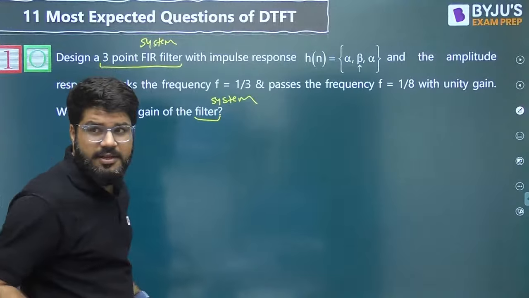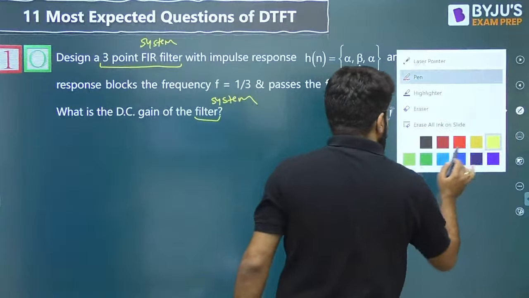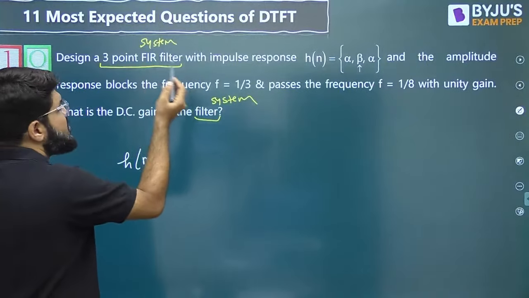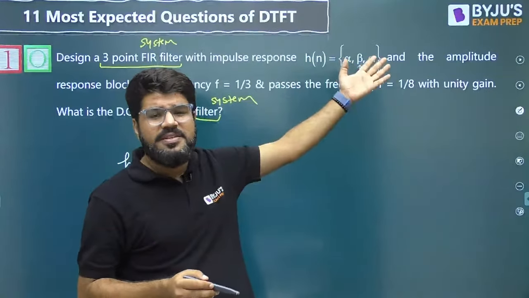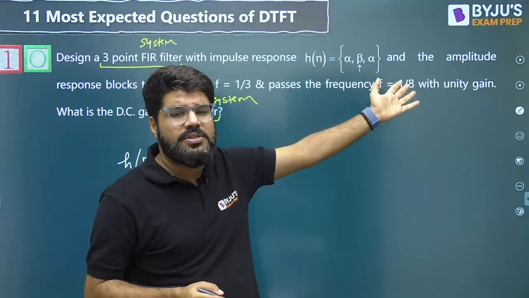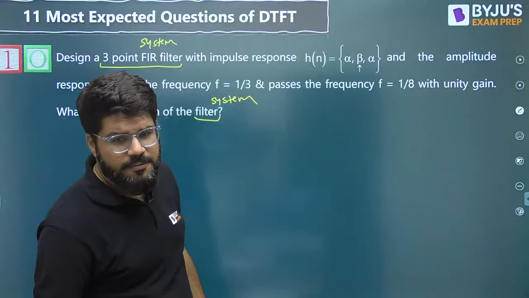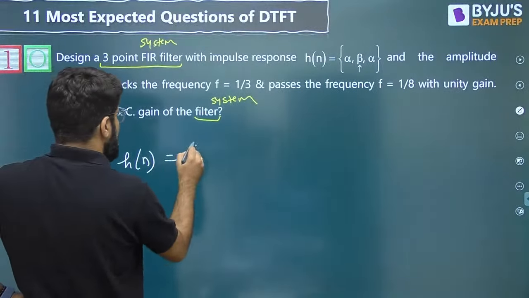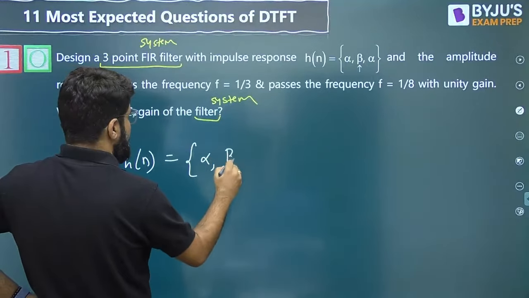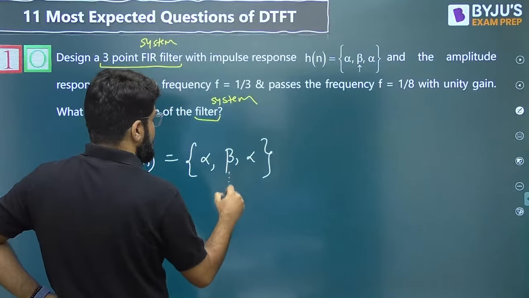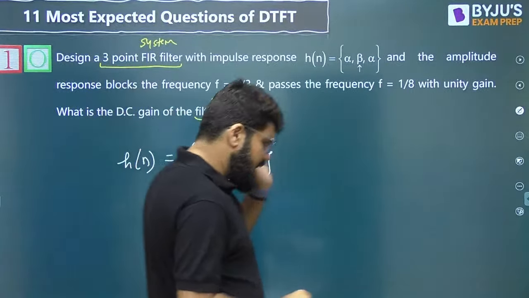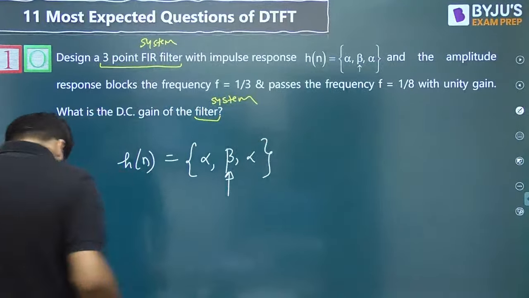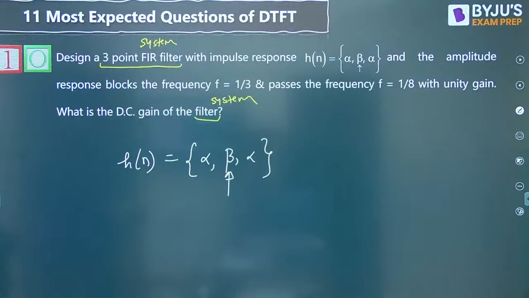Now let us solve this question so that there are no doubts in your mind. The impulse response is given to you. FIR is just a clear indication that the impulse response is finite. The length of the impulse response is 3, so anyway it is finite. So h[n] is equal to alpha, beta, alpha, with the central value at beta.